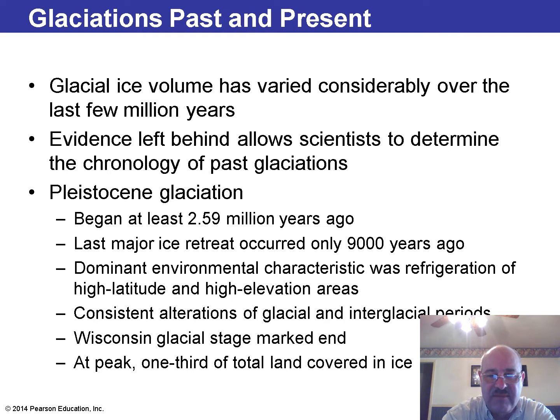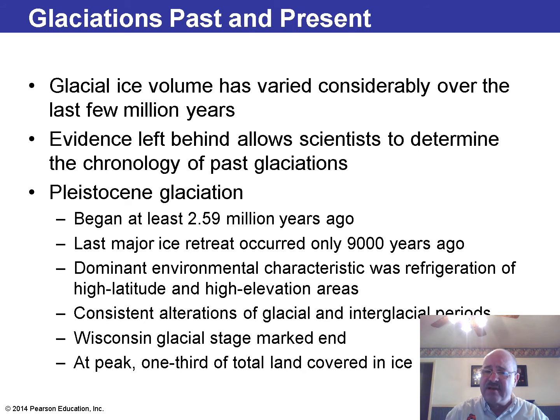Consistent alterations of glacial and interglacial periods. So we have had, for the last 2.59 million years, these ups and downs, peaks and valleys, right? So it's warm, it gets cold. It gets warm, it gets cold. So anyway, these have gone up and down for the last 2.59 million years, okay?